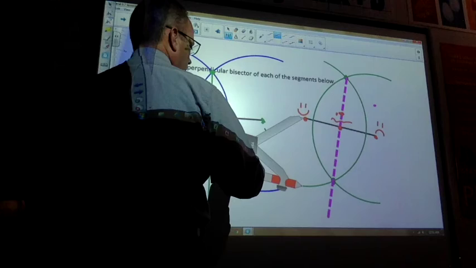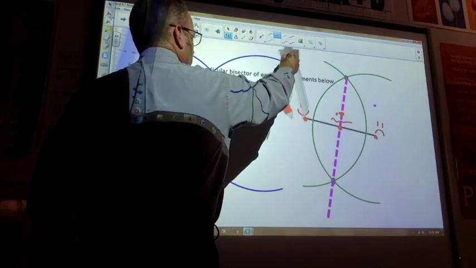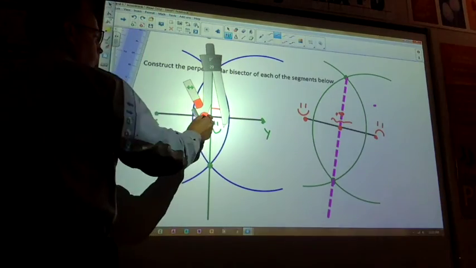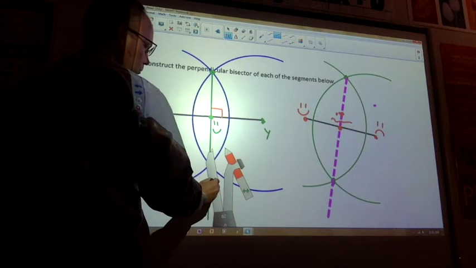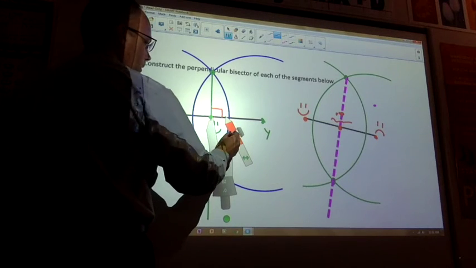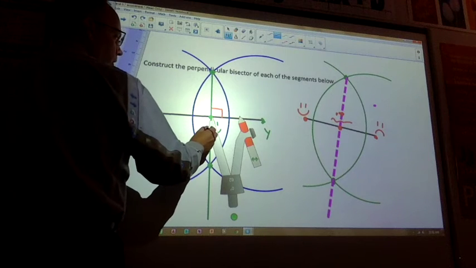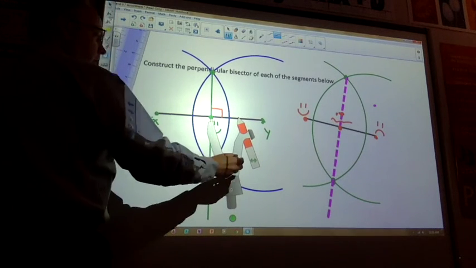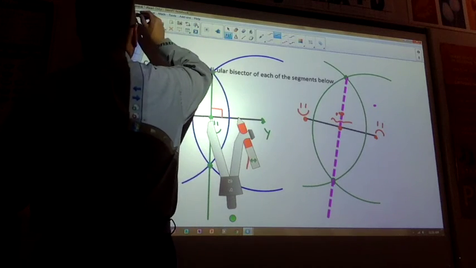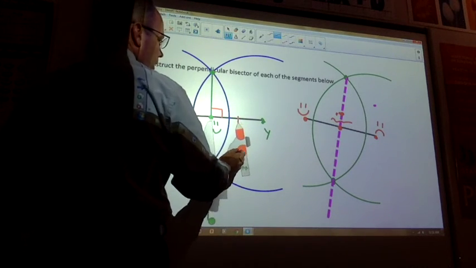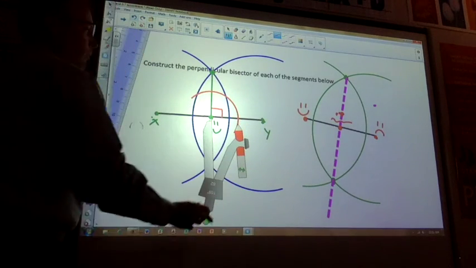So, get things out of the way first. I'm going to take my compass. I'm going to open my compass a certain distance, put my point right in the center, and from that distance, I'm going to swing an arc all the way. Does everybody see the red arc okay?